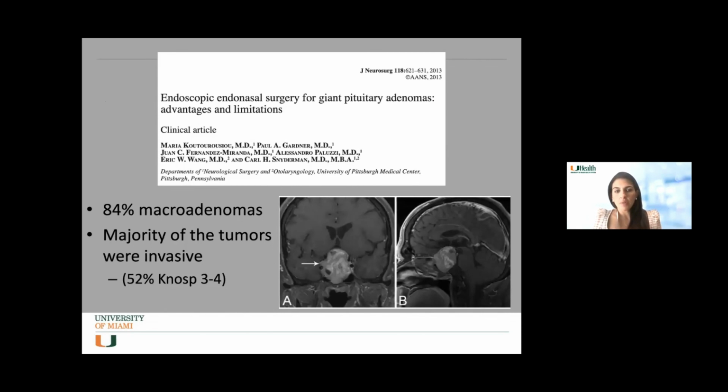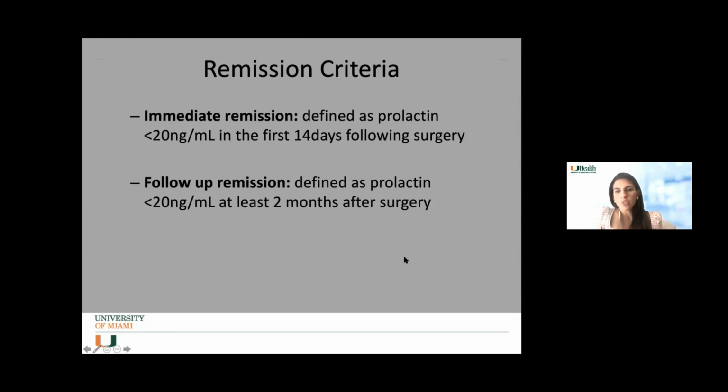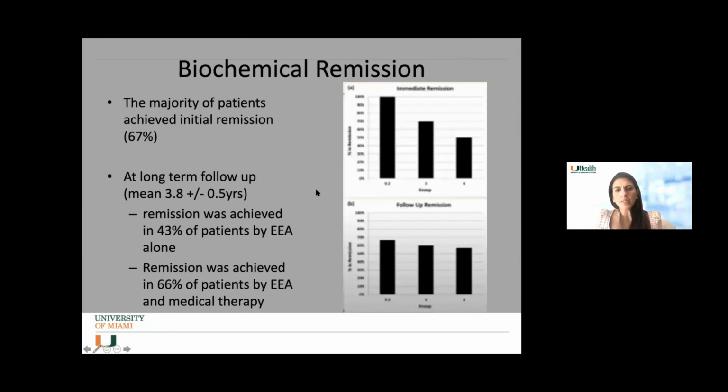Most of these large giant adenomas were invasive, right? So Knosp grade 3 or 4. This is just what was considered remission rate, both immediate and at follow-up. And biochemical remission, again, you have about 40% with the endoscopic approach alone, because these are the tumors that are going to invade into the compartments, the paraclival compartments. They're going to be the multilobulated ones. So your remission rates are actually going to be a little lower. So they're 43% by endoscopic, by EEA alone, but you can increase that again with adjuvant therapy.